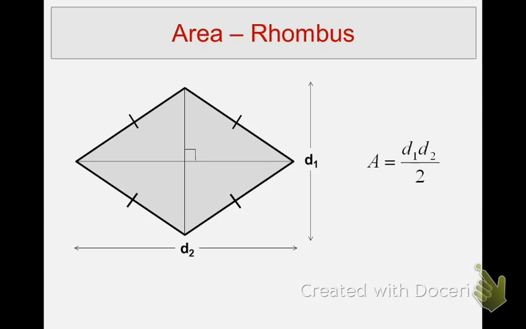Okay, the next formula is the area of a rhombus. It is exactly the same thing as the area of a kite because both of these figures have that perpendicular diagonal situation. That's what allows us to use the same formula there.